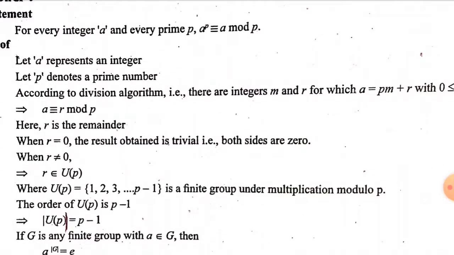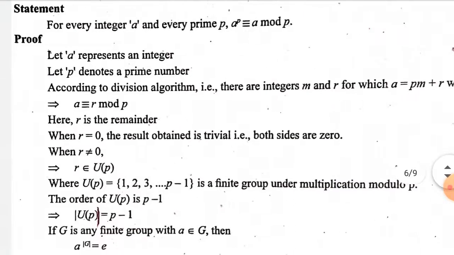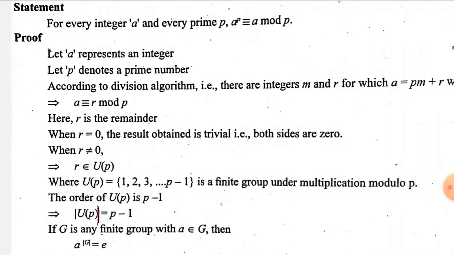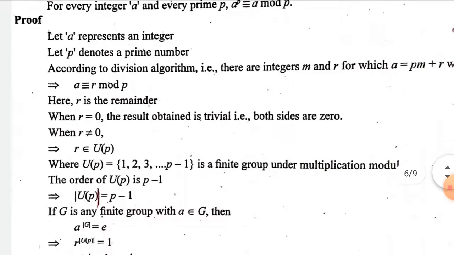In the division algorithm in unit 4, we have f(x) equals g(x) q(x) plus r(x). In the same way, instead of polynomials, we took the elements a equals pm plus r. In other words, we can write a equals pm plus r as a is equivalent to r under modulo p. Here r is the remainder. When r equals 0, see here a is equivalent to r. Now if you substitute the r value as 0, you get the a value also 0.